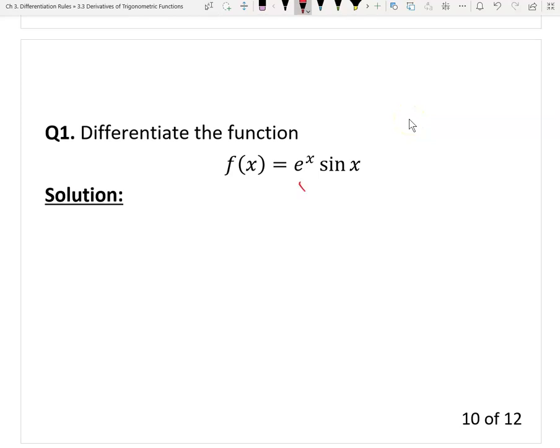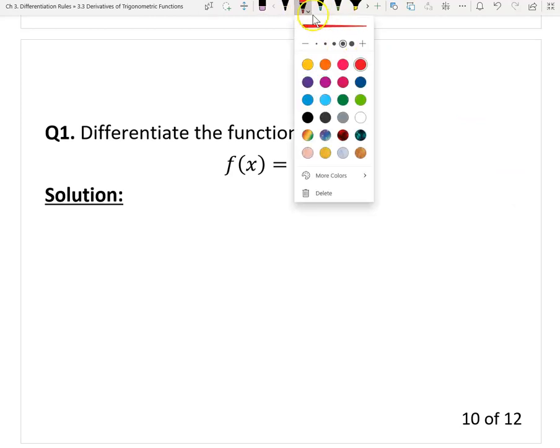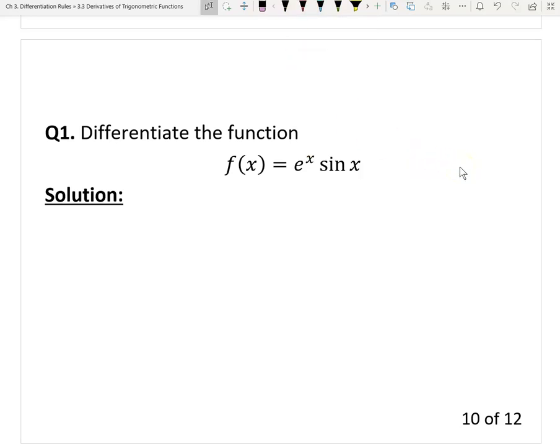So first, of course, what do we need to do? Let me erase this. I have to do something first. I have to use the product rule, right? Because we have a product of functions. So let me write here: the first step, I have to use the product rule of derivative, which is this.